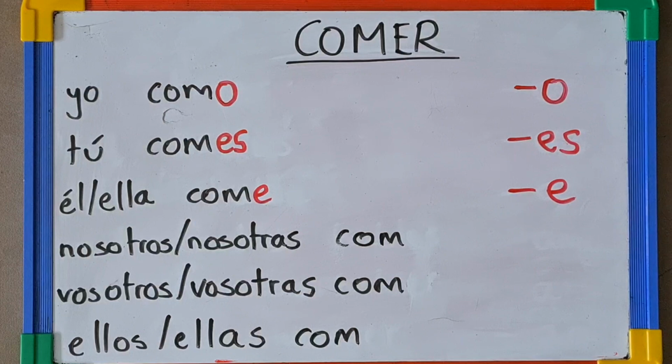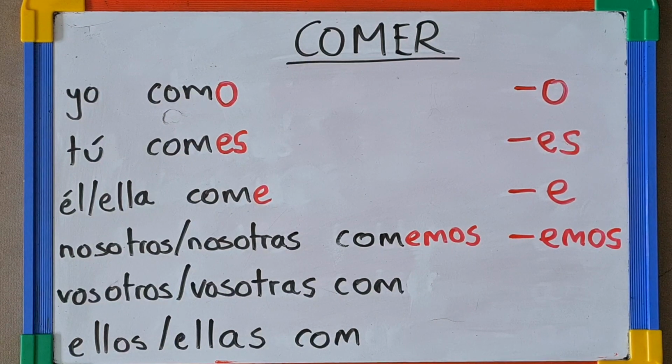Moving on to we eat. This would be nosotros or nosotras comemos. One more time. We eat. Nosotros or nosotras comemos. Let's now think about you plural eat or you all eat. This would be vosotros or vosotras coméis. One more time. You all eat is vosotros or vosotras coméis.